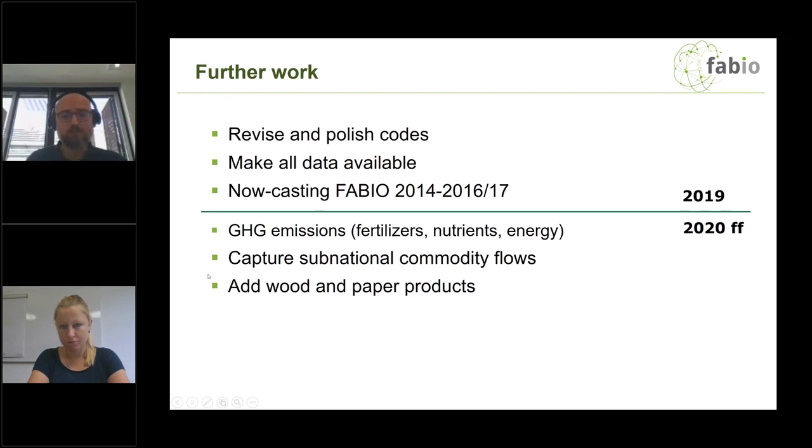Then we will continue going subnational. We want to capture subnational commodity flows, we will start with Brazil and particularly with Mato Grosso next year, and add more countries and regions later on. And we will add more wood and paper products.